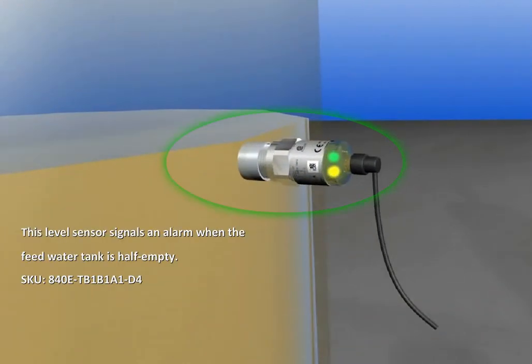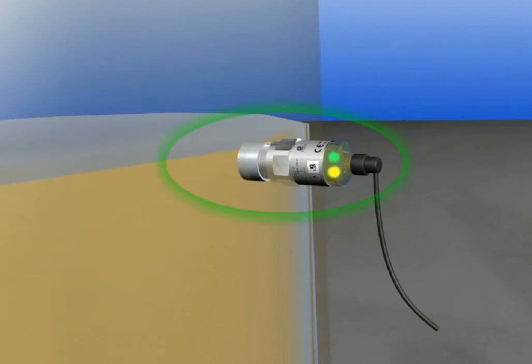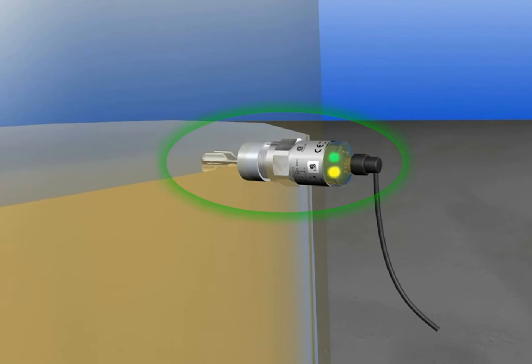On the feed solution tank, which is on the left side of the skid, we have two level sensors, one halfway up the tank and a second one at the bottom. We're using an 840E level switch, which is available in both AC and DC versions. The switch turns on when there is liquid touching the sensing fork and turns off when there is no liquid touching the sensing fork. Note that the yellow LED turns off as soon as the water level falls below the switch.